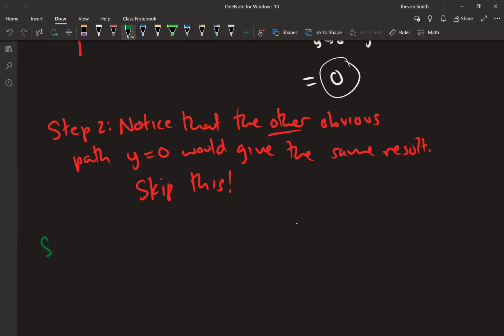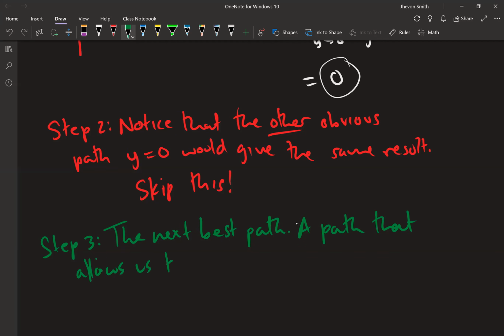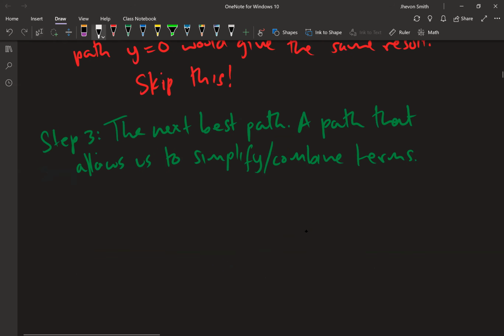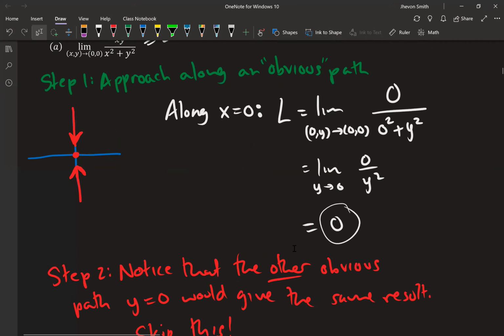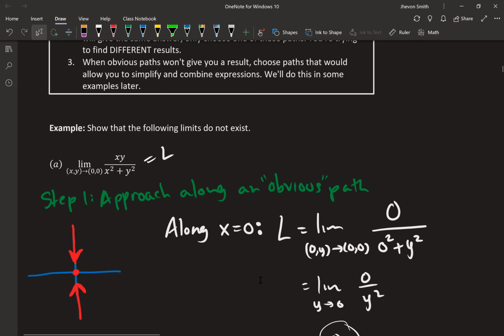So now you move on to step 3. The next best path. This is a path that allows us to combine terms. So what path would that be? Can anyone tell me a path that they think would allow us to simplify things here? Just to make sure that you guys aren't asleep.